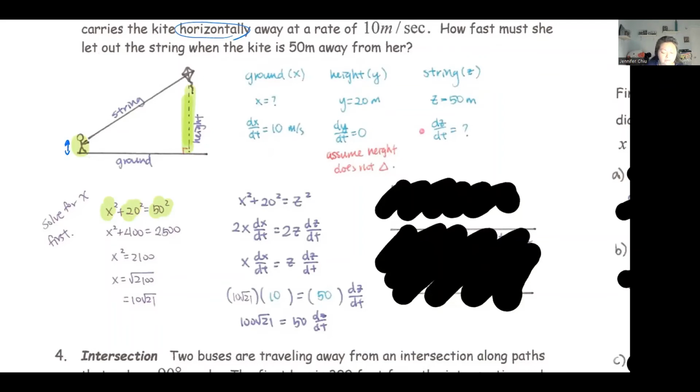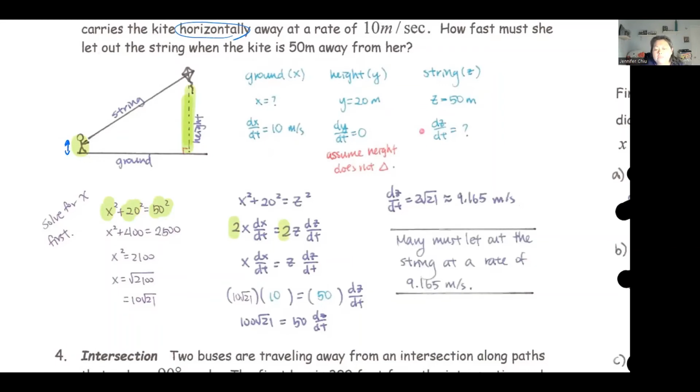Excuse me. I take the derivative and notice that I have 2's on both sides, so I reduce that out. And then I can go ahead and plug in what I know and simplify this down to get my dz/dt to be 2 root 21, approximately 9.165 meters per second, answering the fact that Mary must let out the string at that rate to make this work.